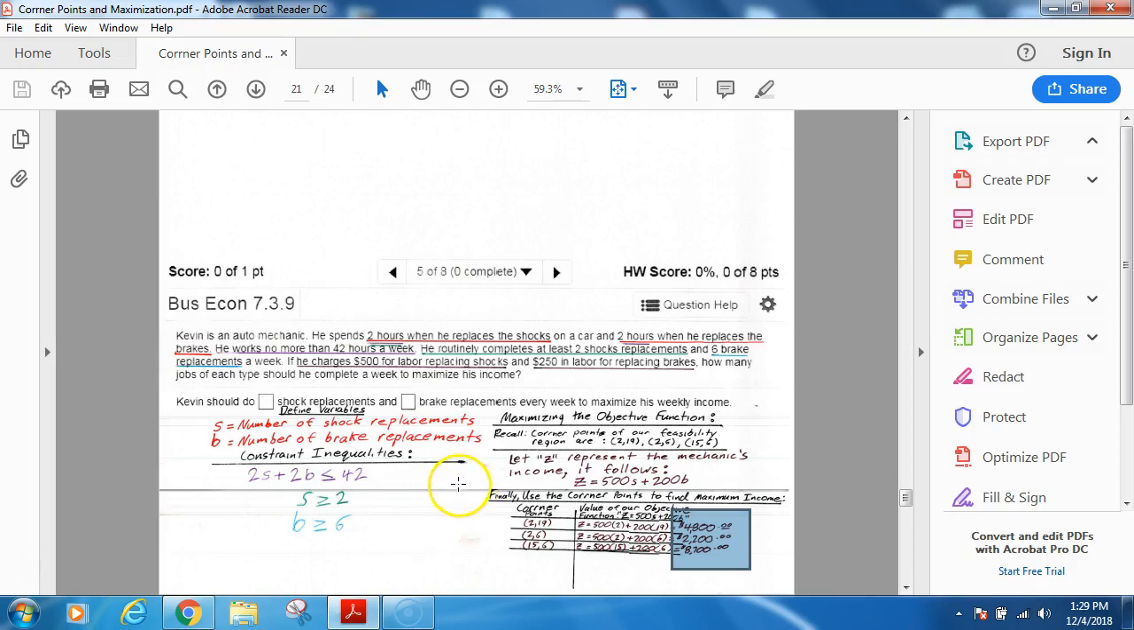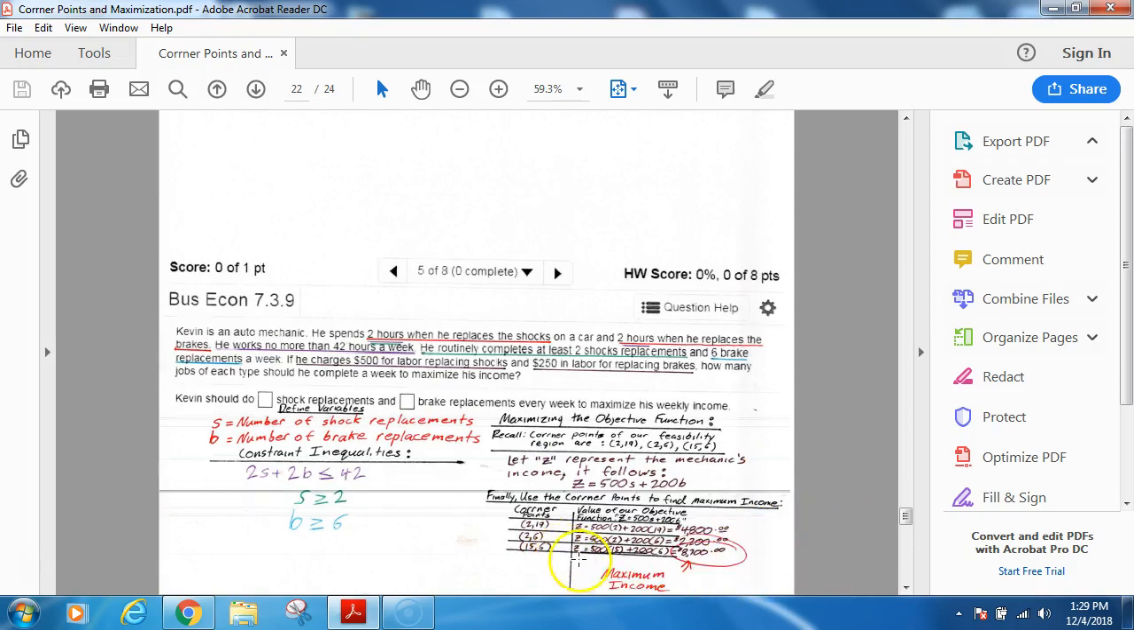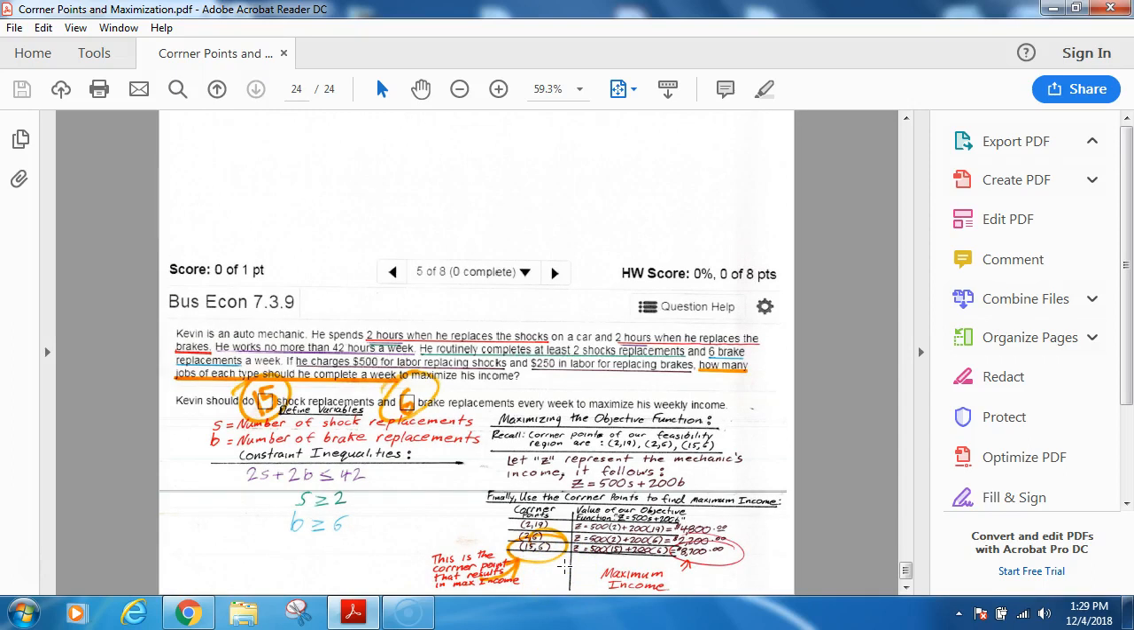All right, so continuing on here, it looks like, of course, our maximum income is going to be achieved at 15 shock replacements and 6 brake replacements, right? So, of course, that's going to be our answer, and bam, we're over.